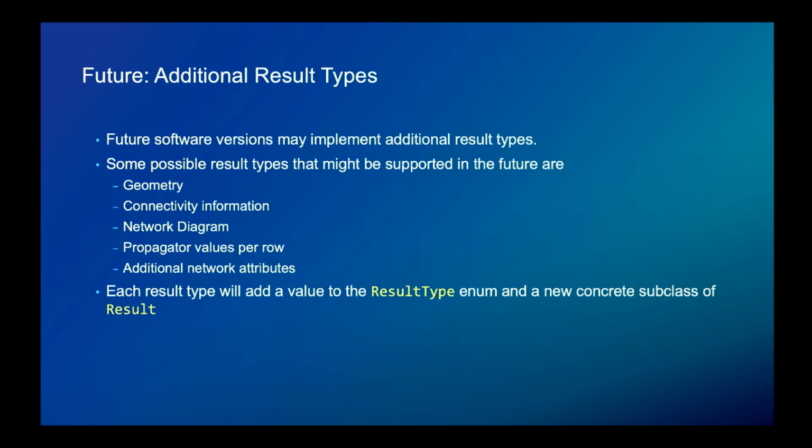Now in the future, we're going to support additional result types. So we're not sure exactly when all of these will be added. We're going to start working on it in 2.4. Some of the possible result types are going to be geometry, so you just get back one feature or a collection of, one geometry, one shape, or a collection of shapes, one for each feature. Other things we're considering are connectivity information, an entire network diagram, maybe the propagator values for each row, maybe some additional network attributes. So when we add these to the SDK, we try to be flexible. When we design this, we're just going to add a new value to the result type enum, and we're going to add a new concrete subclass to the result virtual class.